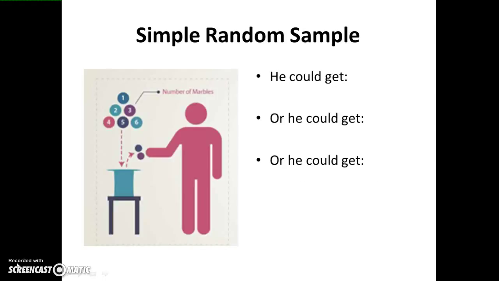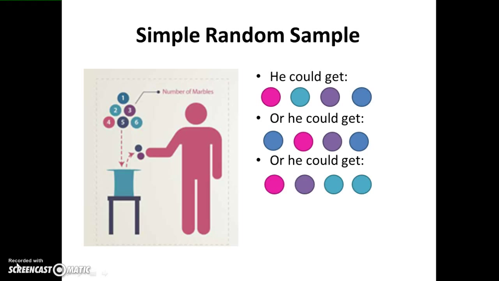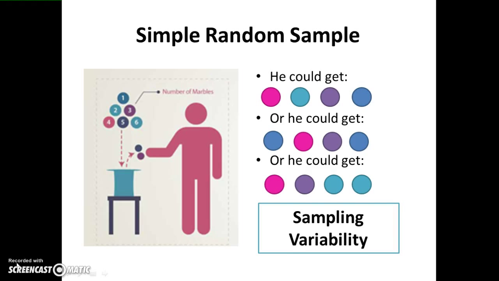So let's look at this. Here's our friend, and he is drawing marbles out of a hat. He could get this as a sample, 1 of each color, or he could get 2 dark blues, a pink and a purple, or you could get 2 light blues and a pink and a purple, right? This difference between these samples is called sampling variability, and that naturally occurs just by chance, where we get different combinations each time we take our sample. So these are decently representative of the population, right? They either get 3 out of the 4 colors or all 4 of the marble colors that were possible.